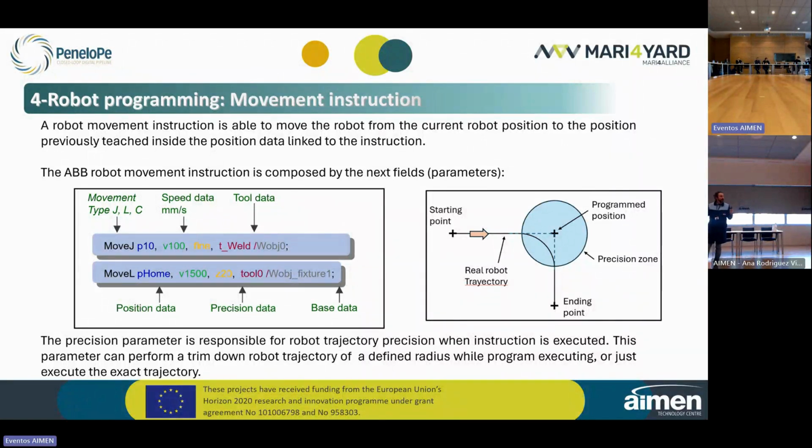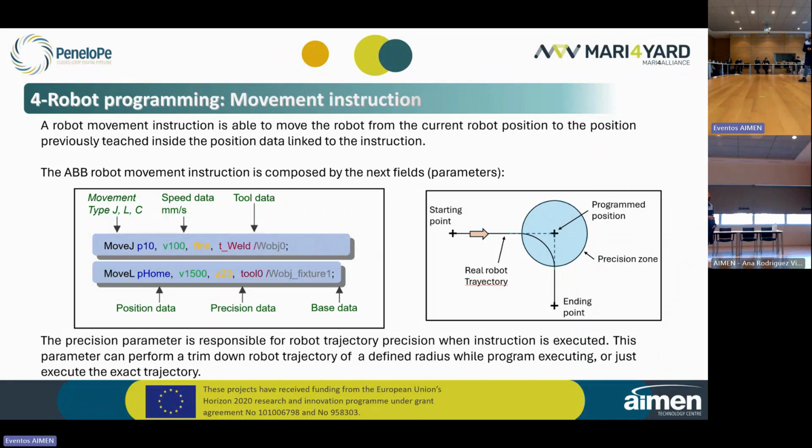So when the robot wants to execute one instruction of this kind, move L or move J, the robot is going to move from the point it is in at that moment to the point that is saved in this kind of instruction. Okay, and depending on the instruction, the robot can move in one way or the other. We will see that further on.